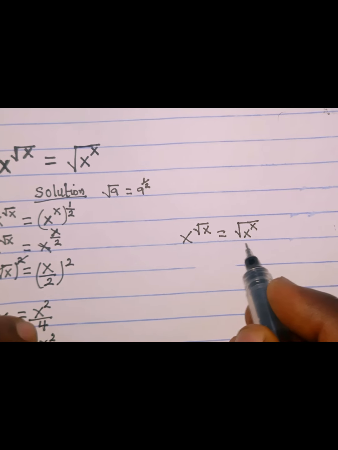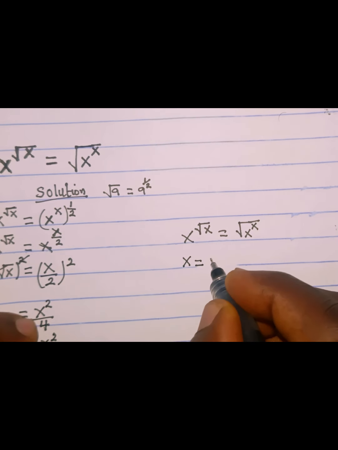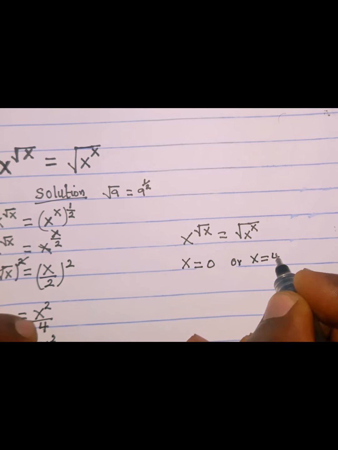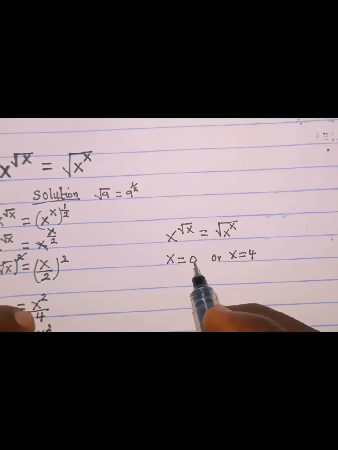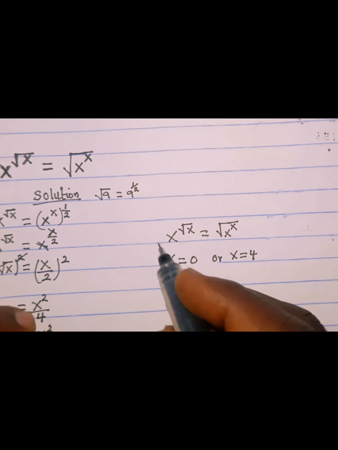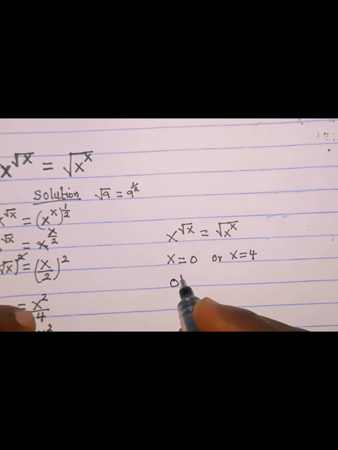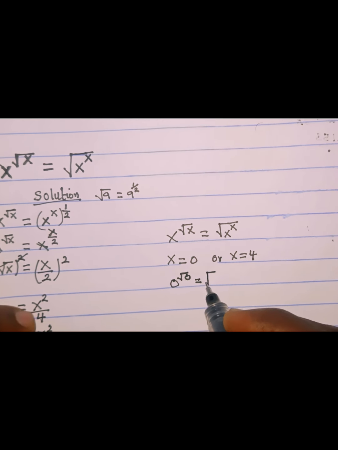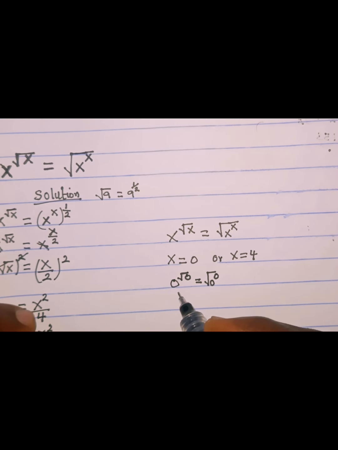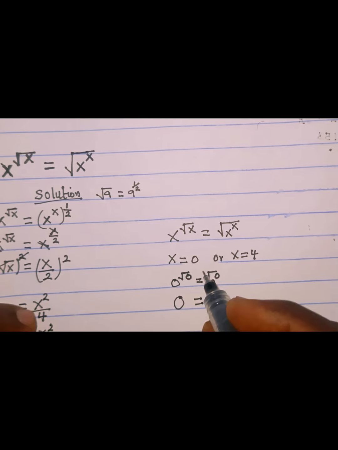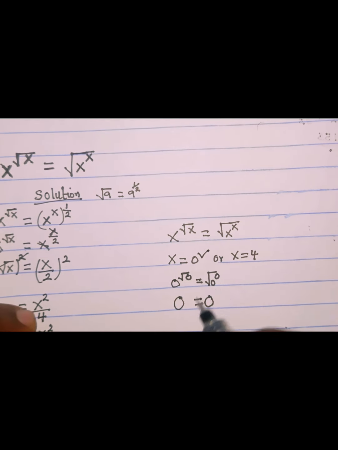Now this is the initial question. Then we solved the value of x to be 0 or x equal to 4. Now how are we going to know that these two solutions will satisfy this equation? We need to substitute. At x equal to 0, when we plug in 0 here, it's going to be 0 raised to the power of square root of 0, which is equal to square root of 0 to the power of 0. So square root of 0 is 0, then 0 to the power of 0 is 0, which is equal to 0 to the power 0 is 0 and square root of 0 is 0. So therefore, x equal to 0 satisfies the equation.